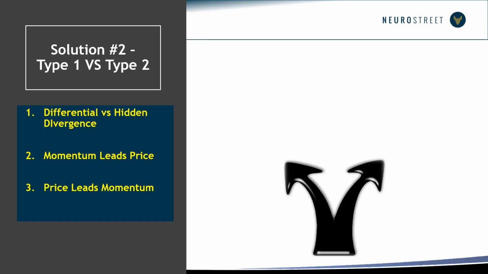Let's talk about type one versus type two divergence. Divergence just means when two things are working against each other. And that's price versus whatever you want to measure it. You could measure price versus momentum. You could measure price versus order flow. You could measure price versus volume. You could measure price versus anything, time. You could create divergence on anything.